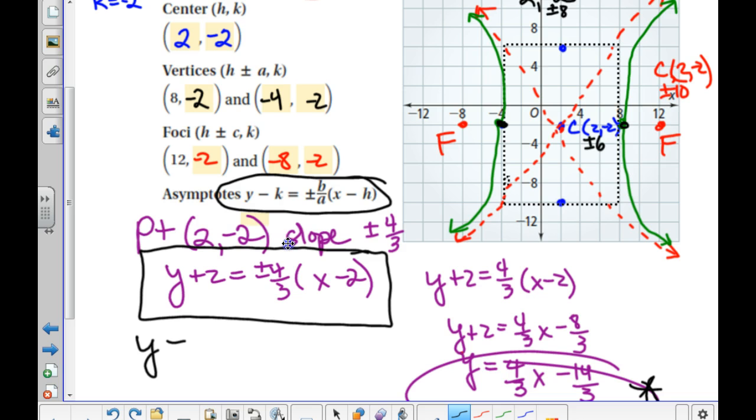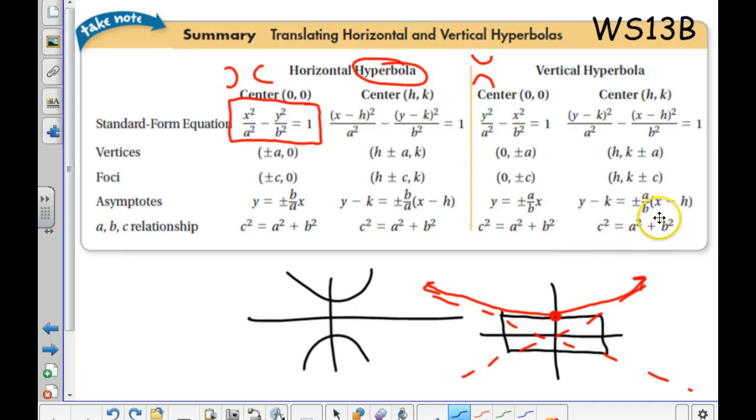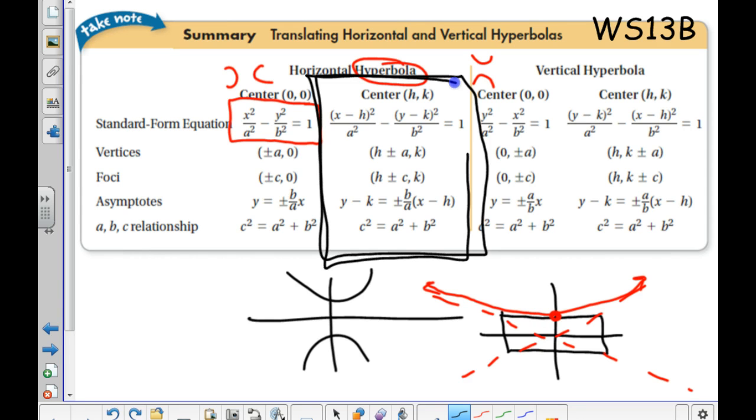Find it on your orange sheet. Asymptotes, not at the center. This one was a horizontal hyperbola. Find it? Horizontal hyperbola, not at 0, 0. It should look just like this. This is the box we were working with the whole time, right there.